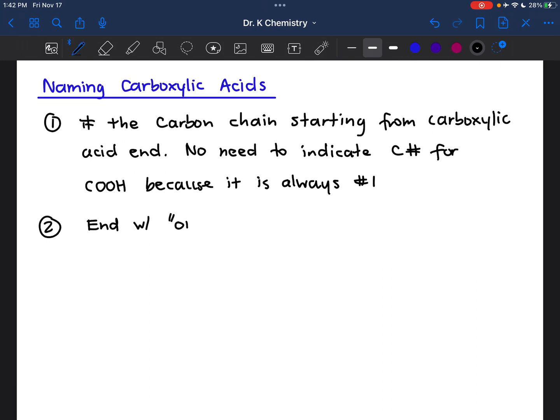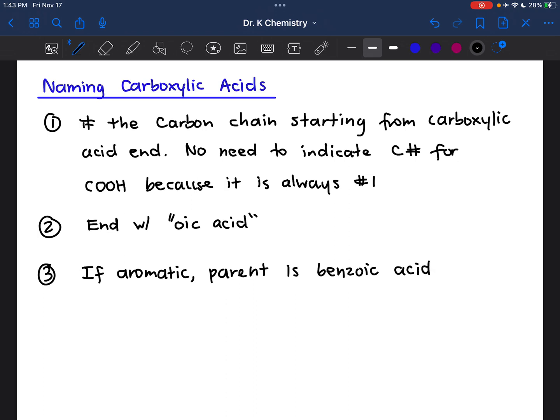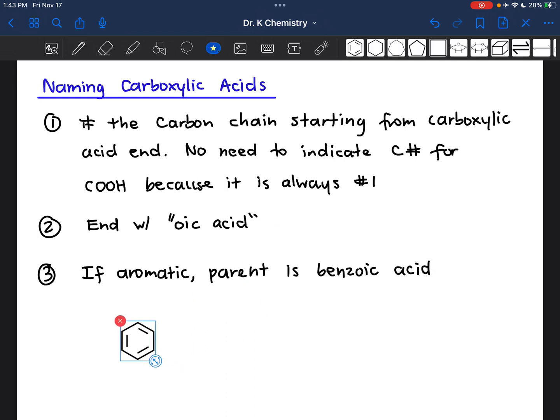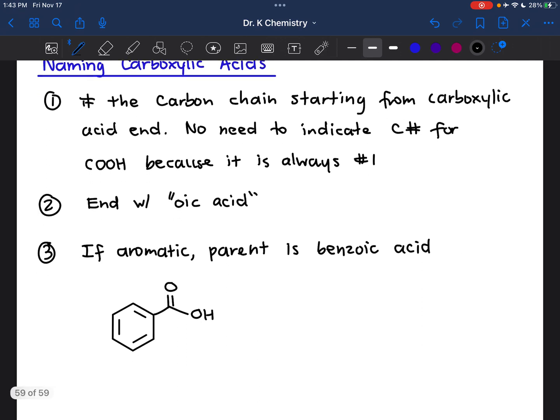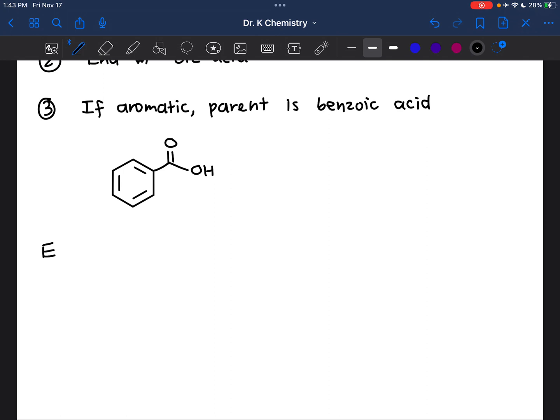The next thing we will do is end with oic acid to indicate that it's a carboxylic acid. And if it is aromatic, then the parent name is benzoic acid. And it's going to be a benzene with a carboxylic acid group on it. This is benzoic acid. All right, let's try a few.